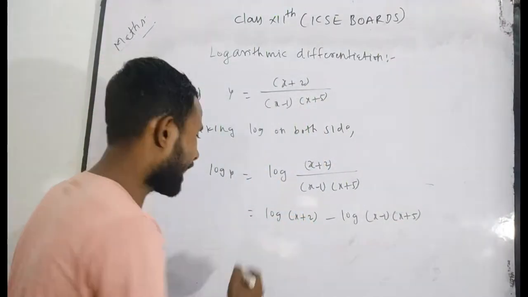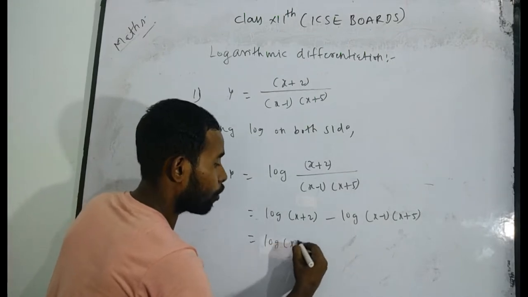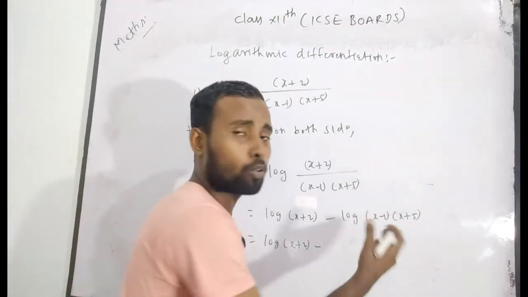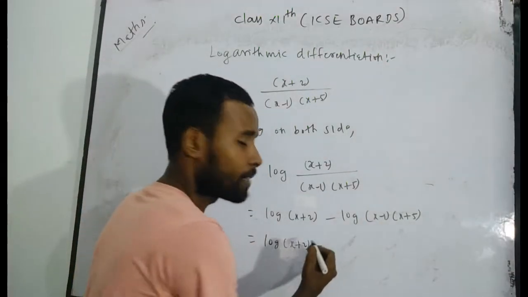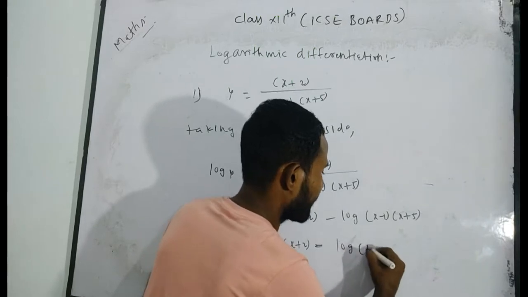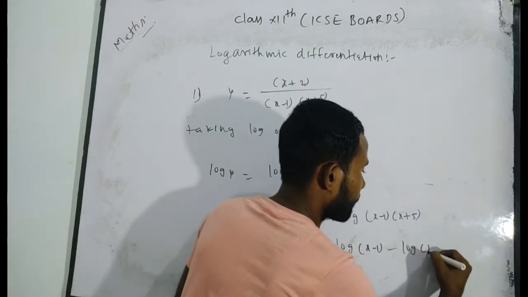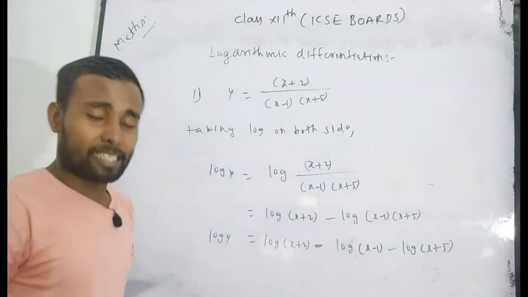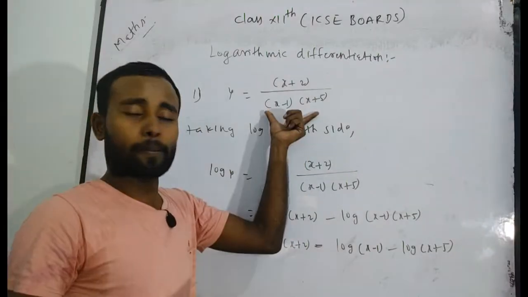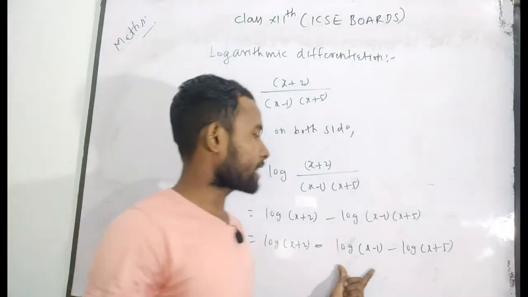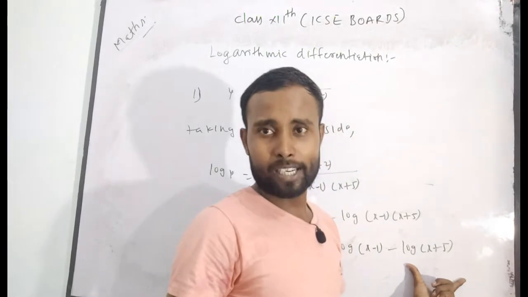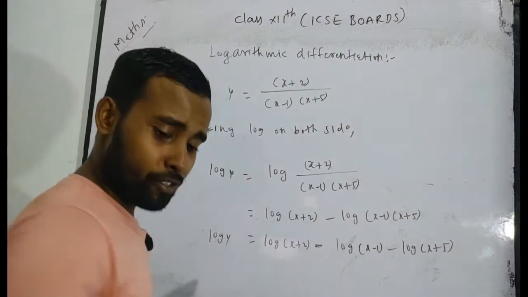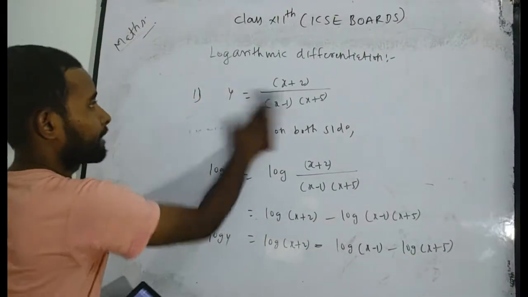I think you understand. Now, again, this is log (x plus 2) minus log of a product of two functions. And log AB is equal to log A plus log B. Before it there is a minus sign, so it will be minus log (x minus 1) minus log (x plus 5). I think you understand very well. This is the simplest form of this function: log y equals log (x plus 2) minus log (x minus 1) minus log (x plus 5). Now you have to differentiate on both sides with respect to x. You can do this very easily. Can I write this part?